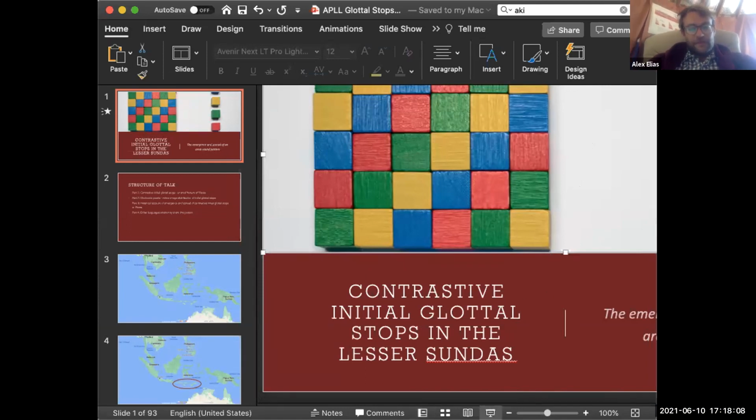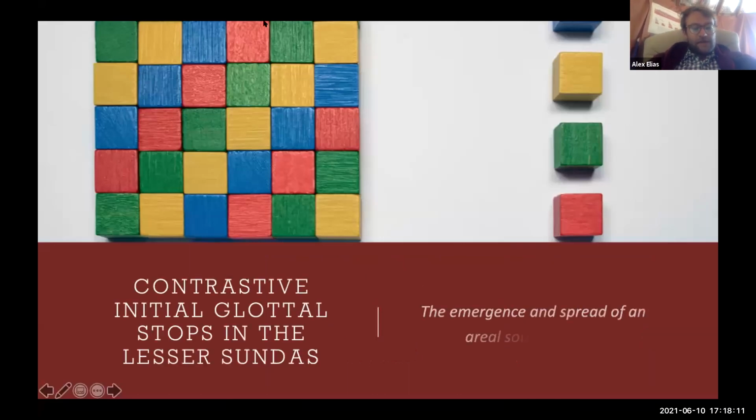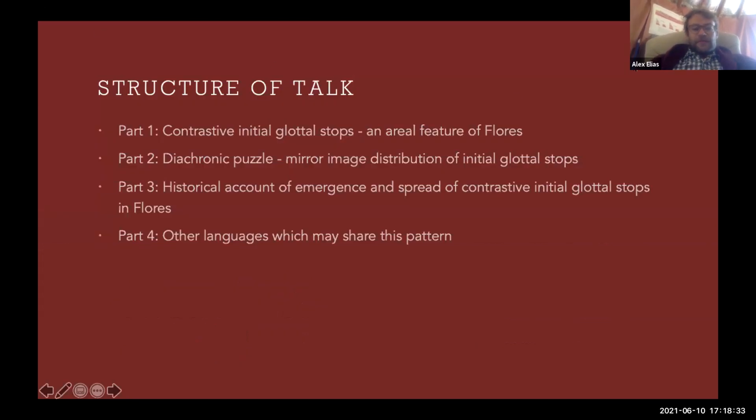So the title of today's talk is Contrastive Initial Glottal Stops in the Lesser Sundas, the Emergence and Spread of an Areal Sound Pattern. And this little graphic in the back, we see this one consistent pattern being formed from different ingredients, which will be relevant for the rest of this talk. So basically, something I noticed when I did fieldwork in Flores is that there are quite a few languages which have this contrastive initial glottal stop to the point where it can be said to be an areal feature of Flores and a few neighboring islands.